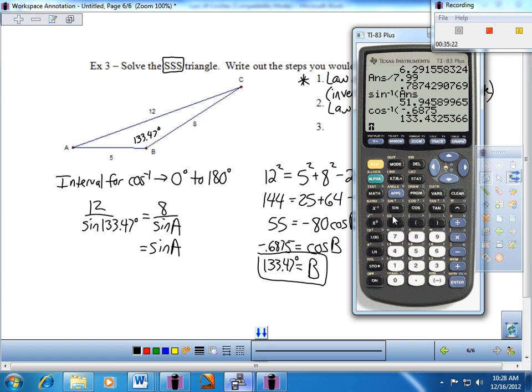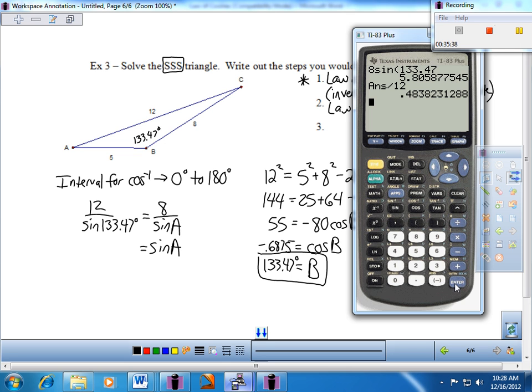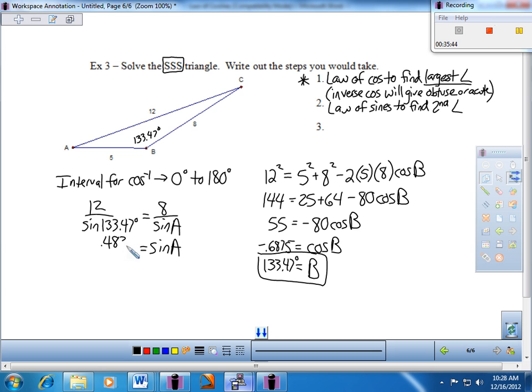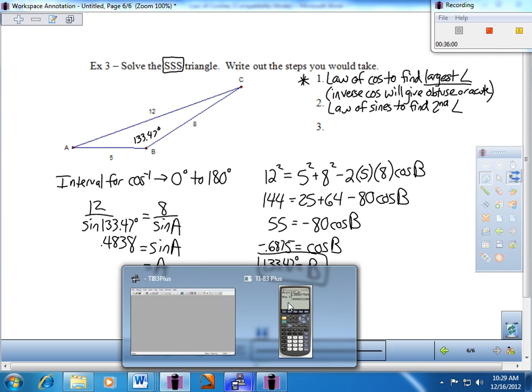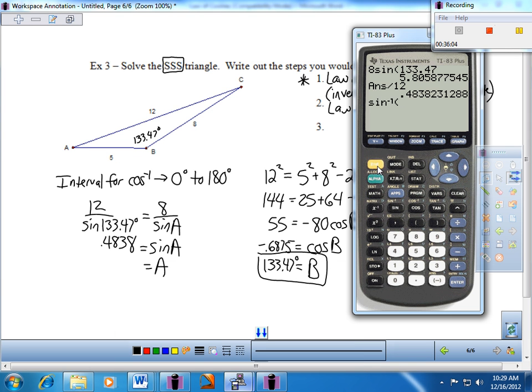And so I have inverse, sorry, not just yet, I got ahead of myself. So I have 8 sine 133.47, and then divide by 12. So this is the sine ratio for A, 0.4838. We've seen this before, where there are two angles that have this sine ratio, one in quadrant 1, one in quadrant 2, one acute, one obtuse, doesn't matter. We know it's acute, and that's the nice thing, we know definitively. And so let's go ahead and inverse sine on that number, everybody. And there it is.